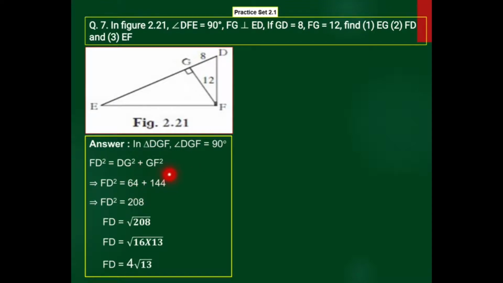We have both the values of DG and GF. Substitute the value of DG, which is 8, and the value of GF, which is 12. So the square of 8 is 64, the square of 12 is 144. After adding we get 208. This is the value of FD square. We have to find the value of FD, so taking the square root on both sides, the square root of 208. We split it up as 16 into 13. The square root of 16 is 4. We cannot calculate the square root of 13, so keep 13 in the root. So the value of FD is 4 root 13.